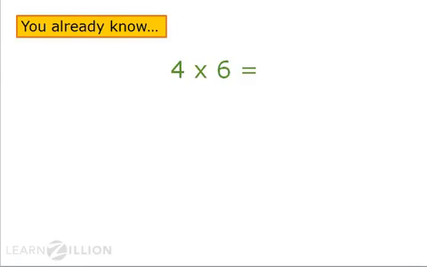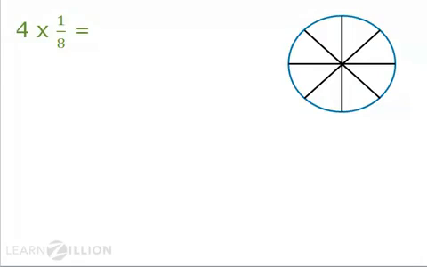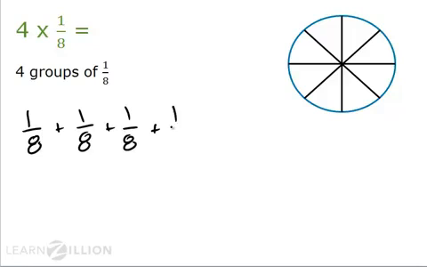For example, 4 times 6 is really saying 4 groups of 6, or 6 plus 6 plus 6 plus 6, 6 added 4 times, which gives me 24. The same is true for multiplication of a fraction. Let me show you. Where 4 times 6 meant 4 groups of 6, 4 times 1/8 really means 4 groups of 1/8, or 1/8 plus 1/8 plus 1/8 plus 1/8, 1/8 four times.